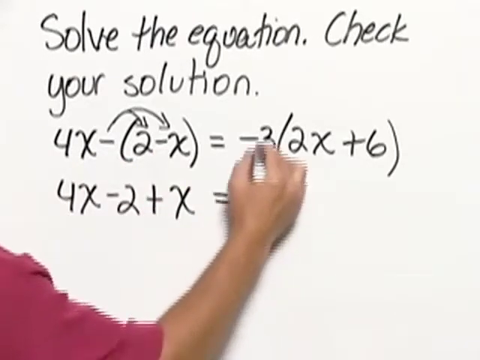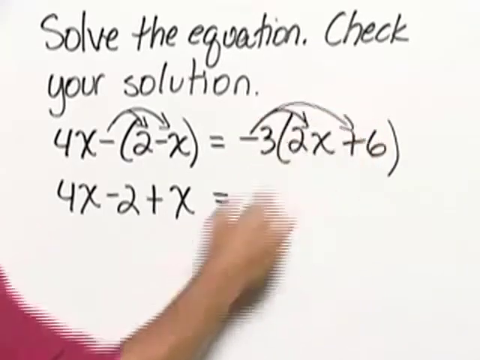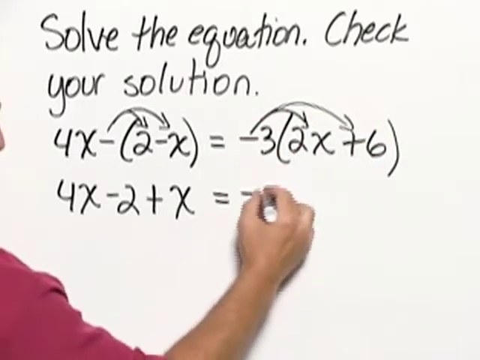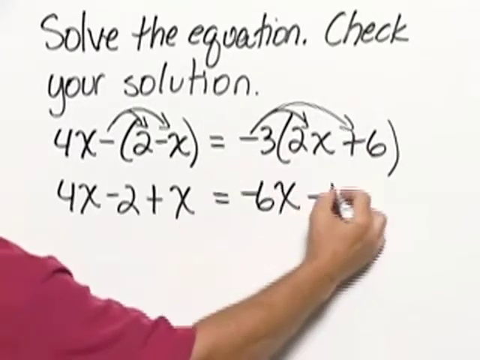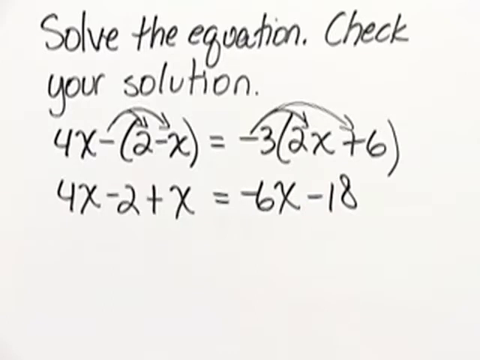On the right-hand side, we must distribute the negative 3. So that's negative 3 times 2x, negative 6x. Negative 3 times positive 6 is negative 18.